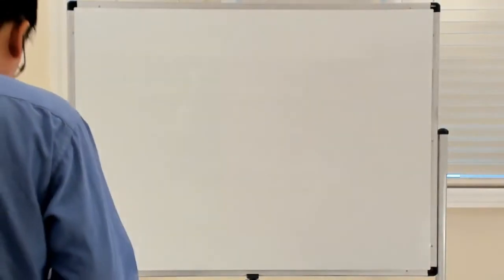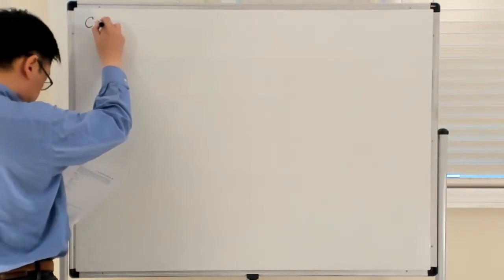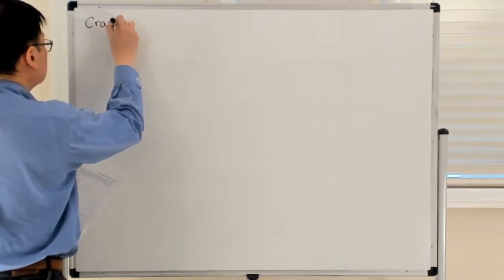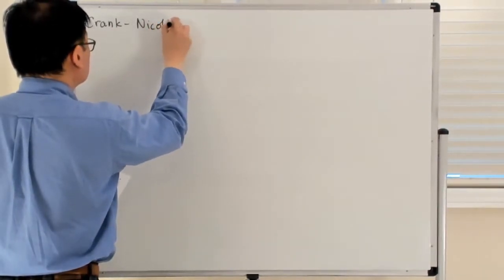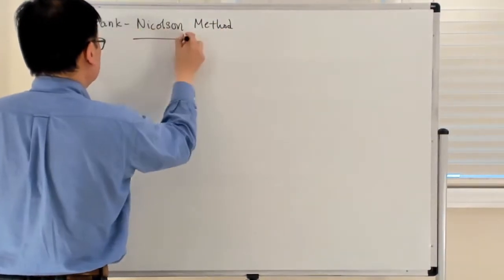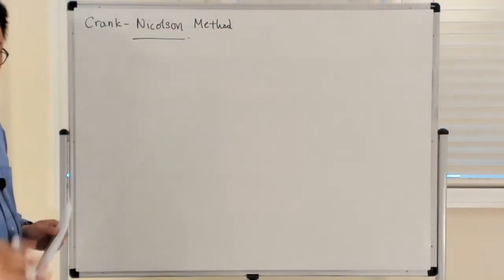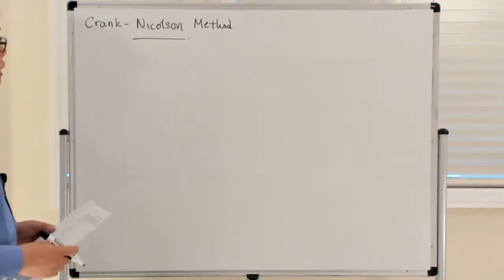Right, so now we're going to talk about the Crank-Nicolson method. All right. So previously we had talked about the implicit and explicit discretization of the heat equation, right?